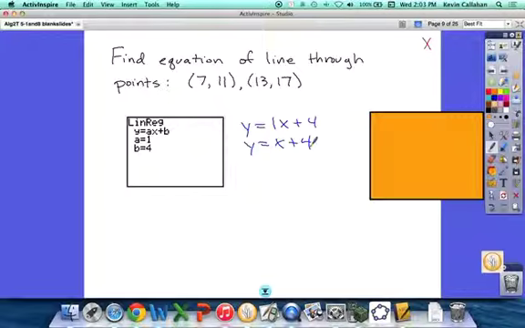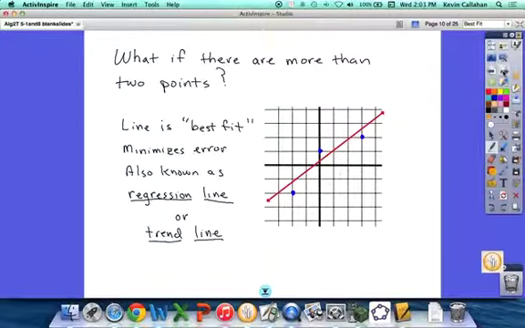So again, that's a way to make the equation of a line that goes through 2 points. But what if there's more than 2 points? Well, what happens if you've got more than 2 points? That means that it may be that they're not all on the same line. Like these 3 points, there's no way you're going to draw one straight line that connects those.